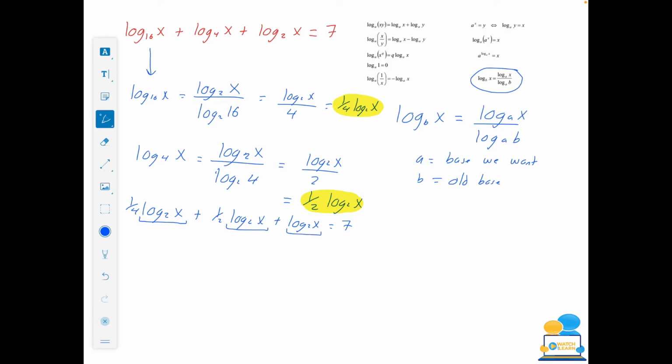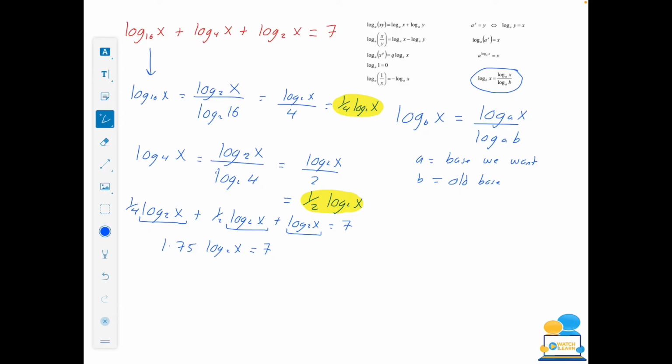Okay, so what do we notice about this question? This is log to base 2 of x, this is log to base 2 of x, and this is log to base 2 of x. So we have a quarter log to base 2 of x, a half log to base 2 of x, and 1 log to base 2 of x. Because they're all the same thing, we can add them together. So a quarter plus a half plus 1 is 1.75. So we have 1.75 log to base 2 of x is equal to 7.